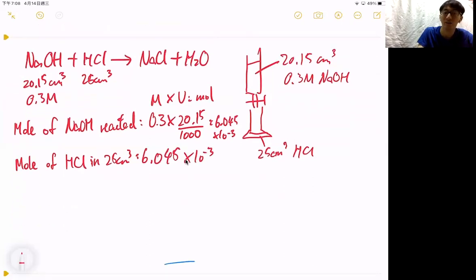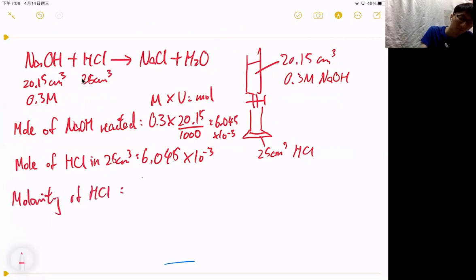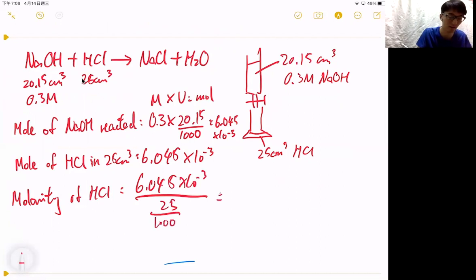And finally, we have the mole and also the volume, so we can calculate the molarity. We divide the mole by the volume, and we will get the molarity. You do the calculation by yourself, and finally you will get 0.2418 M. So that is the answer for this question.